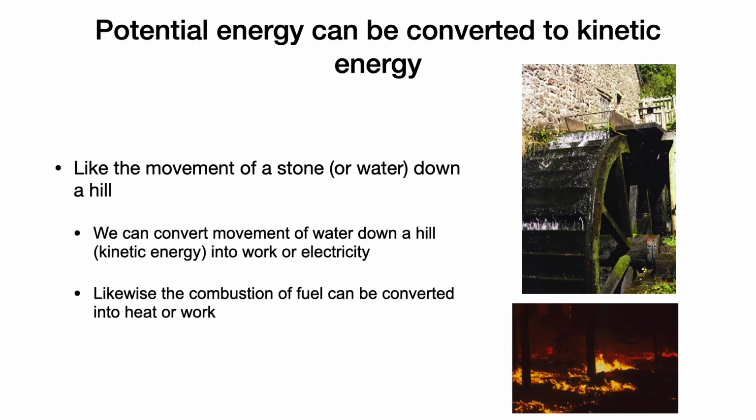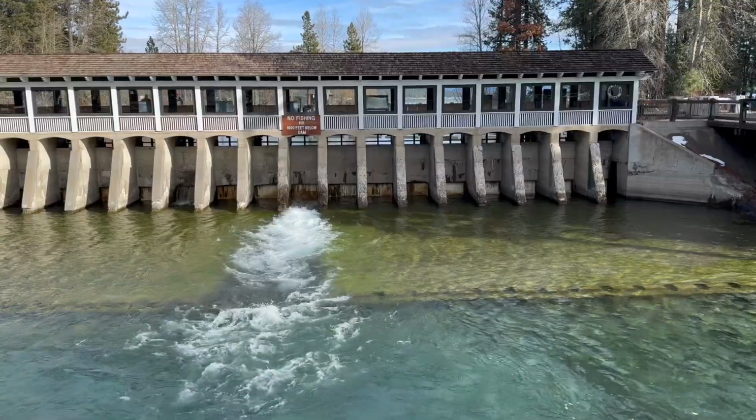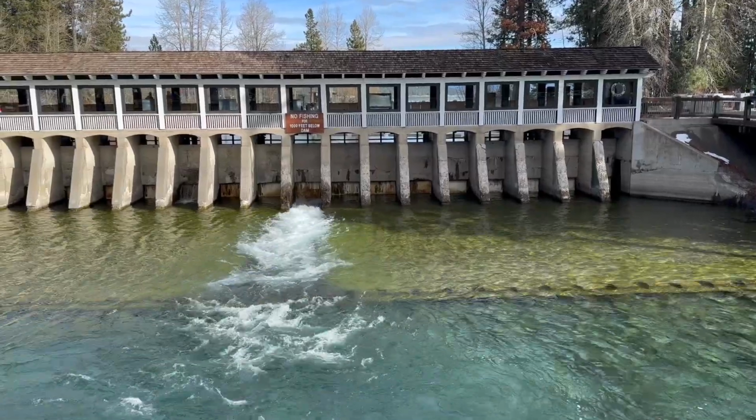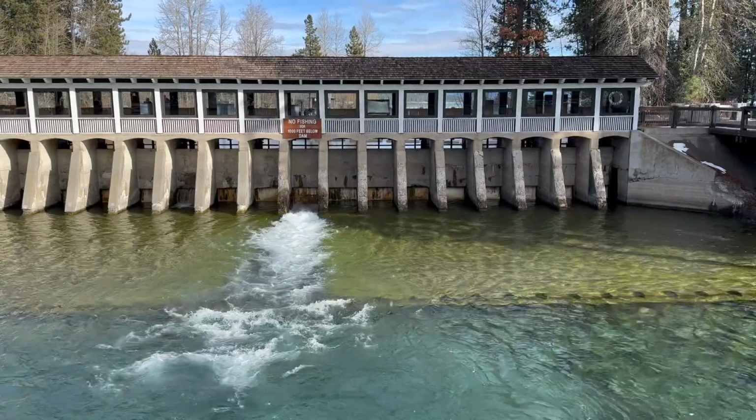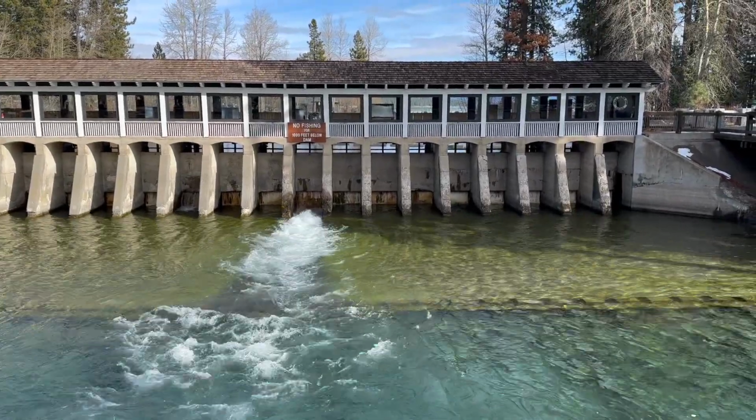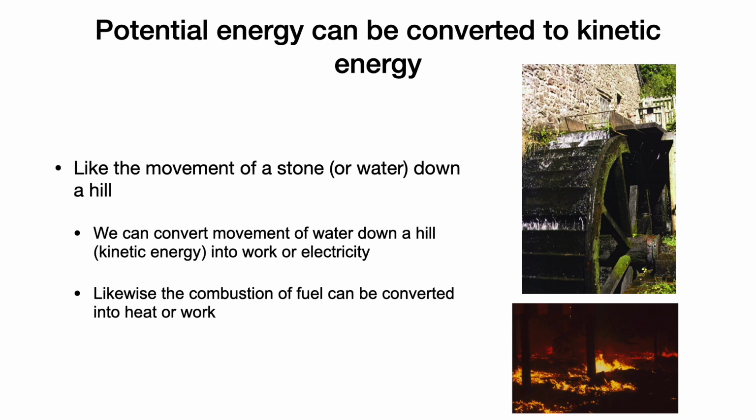It's like the movement of a stone or water down a hill. That's a potential energy at the top of the hill being converted into kinetic energy as it moves down the hill. We can convert that movement of water down the hill into work, as in this water mill, or in the form of electricity, as in a generator or turbine.